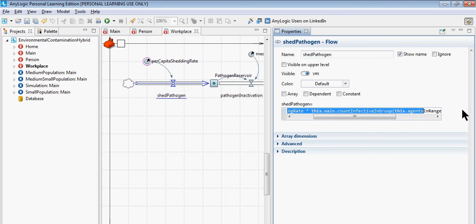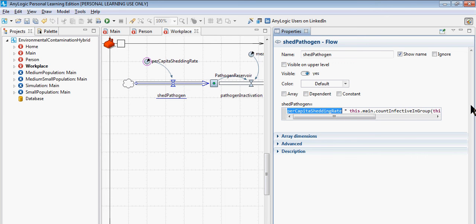So let's look at this. The outflow here is very simple. We have a mean pathogen lifetime, and we have some pathogen inactivation. It's simply a first-order delay: pathogen reservoir divided by mean pathogen lifetime.